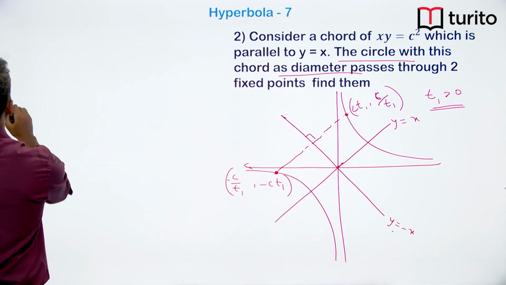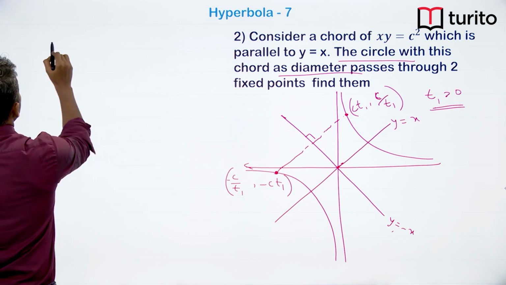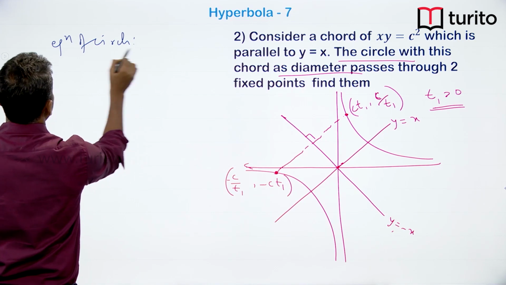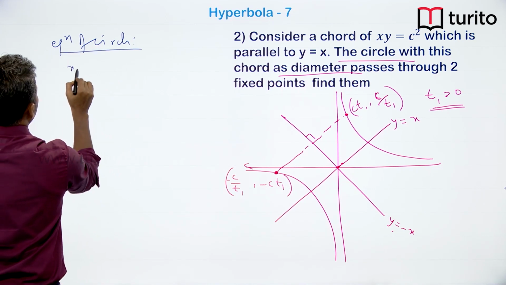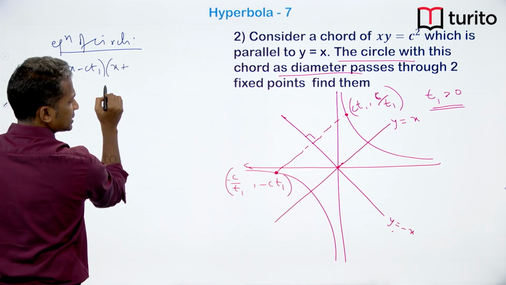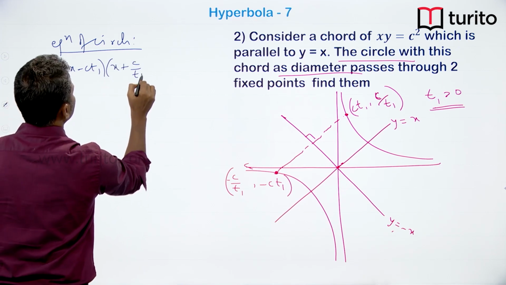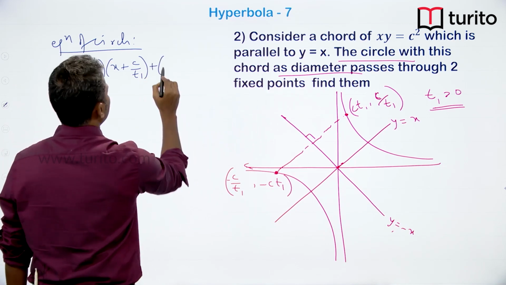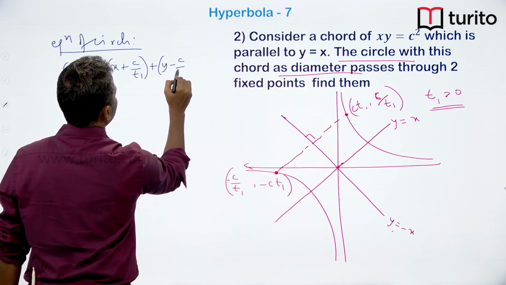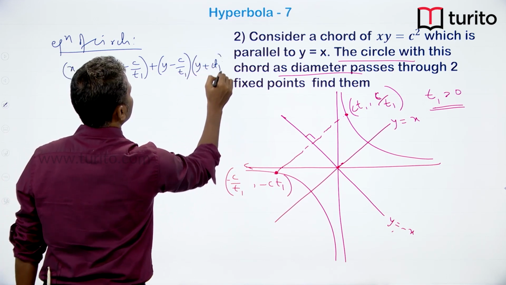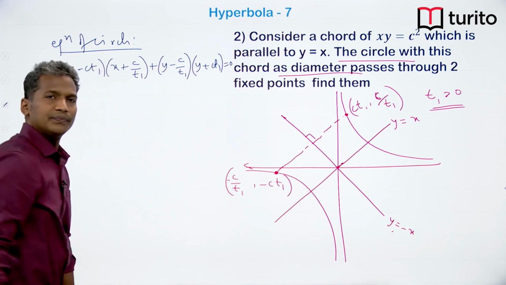So, let us apply the diametric form. Okay. So, equation of circle becomes (x minus ct1) into (x plus c by t1) plus, again for y also, (y minus c by t1) into (y plus ct1), this must be 0.